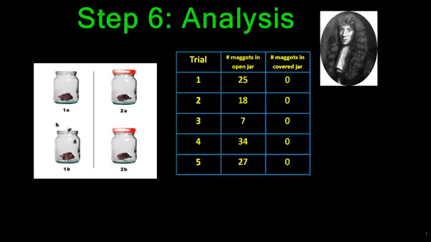This is some sample data that Redi might have found during his experiment. As you can see, there are a number of maggots in each of the experimental groups and 0 maggots in the control group, which was the jar with the cover. Redi might have conducted averages for each group. The average number of maggots in the open jar in this case was 22, whereas the average number of maggots in the covered jar was 0.